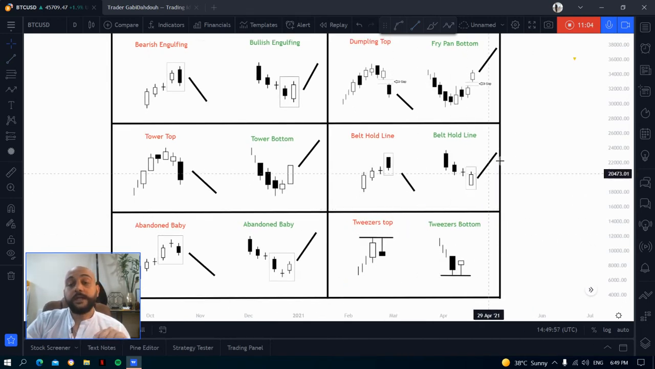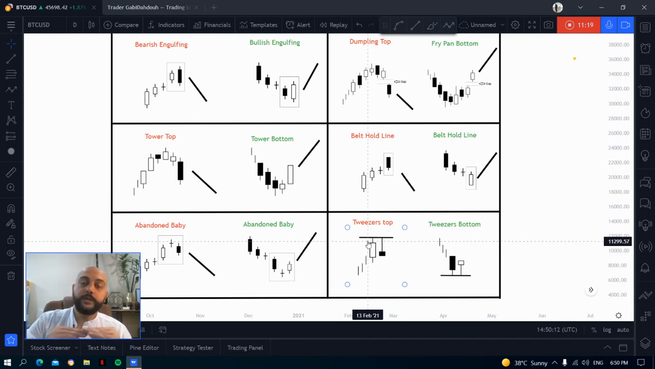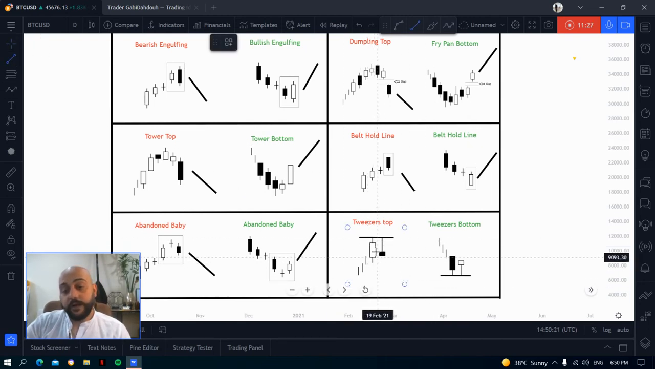Now, the last one in the reliable pattern is called the tweezer's top and tweezer's bottom. So it basically means we have an uptrend, and notice how the first and second candles are at the same place, like the wicks reach the same place. This could indicate a reversal in different types of situations. For example, we have an uptrend, we have a bullish candle, and then we have a shooting star here, for example, from our weak patterns.